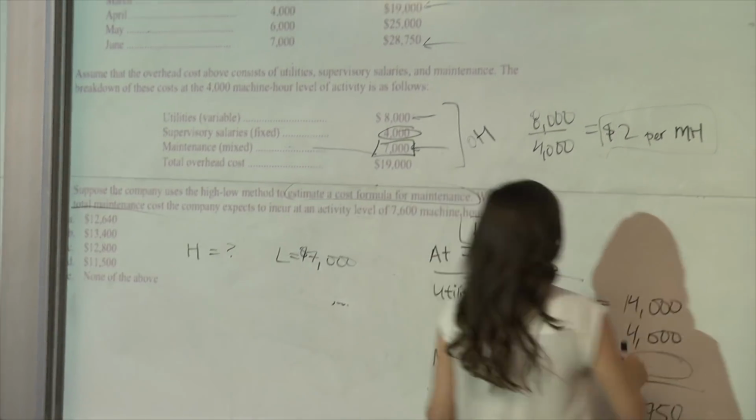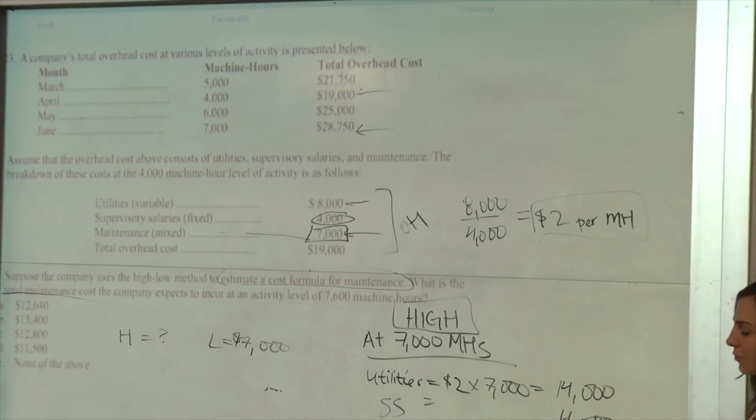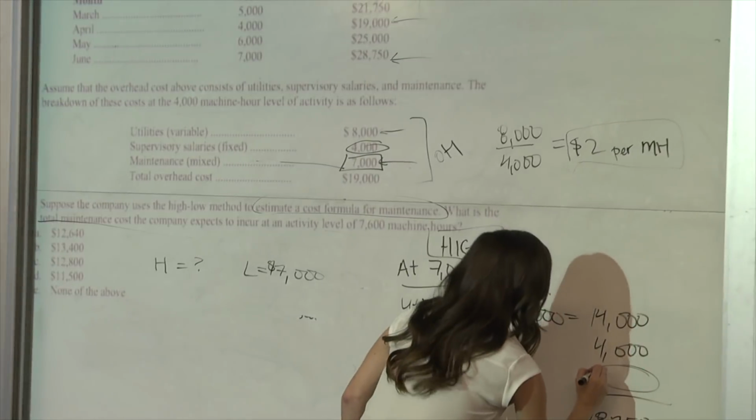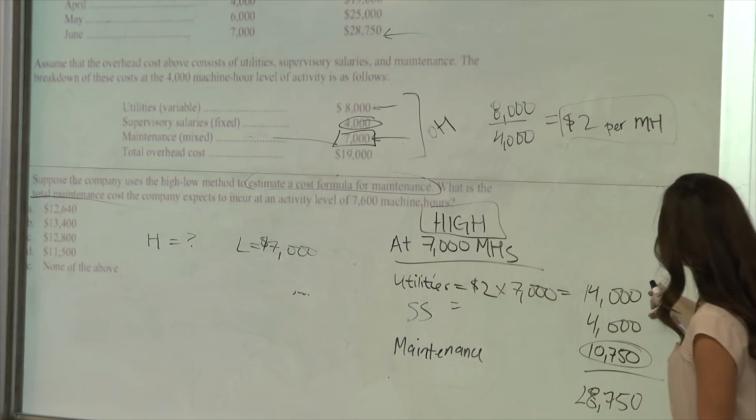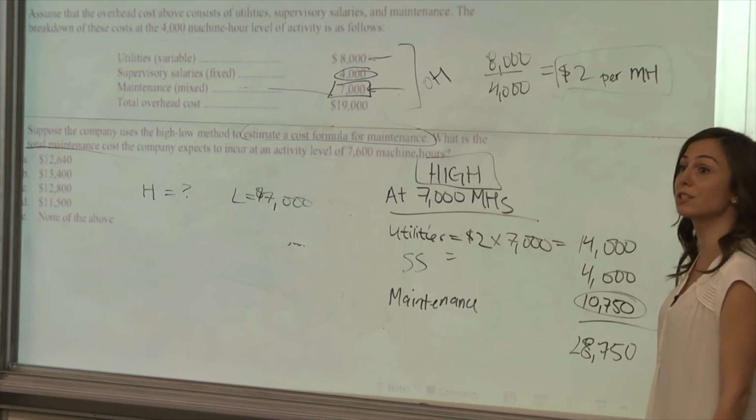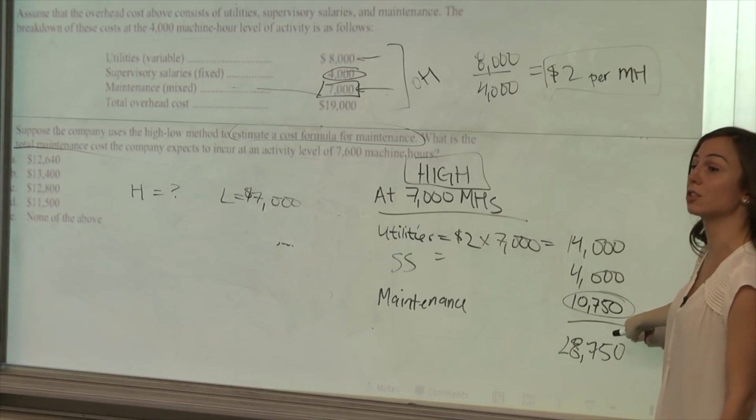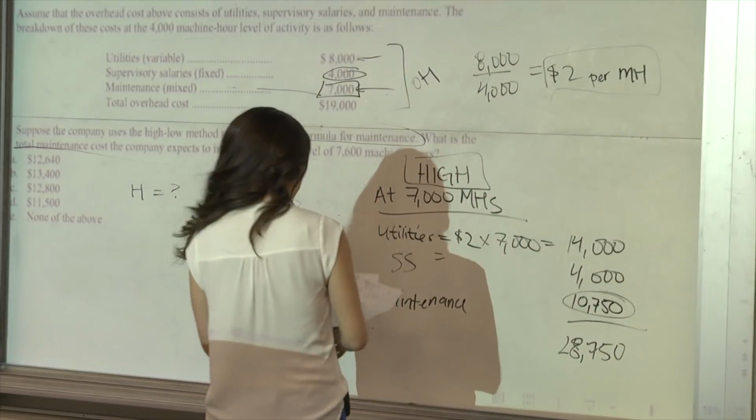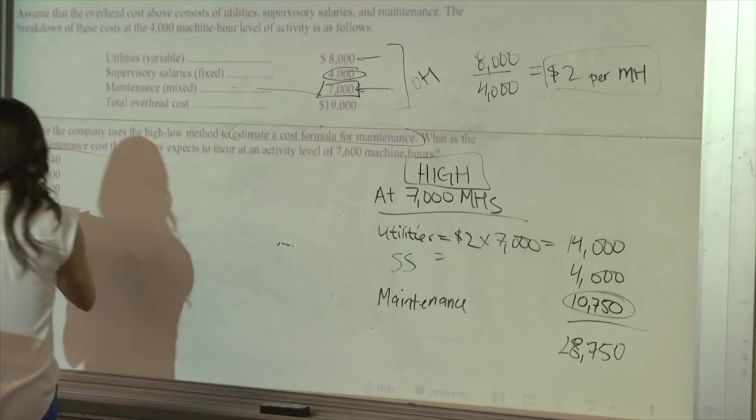Okay, so of course we can get to this. We have 3 of the components out of 4. So if we subtract these 2 components of overhead from the total overhead, which is given, we get $10,750. Now we have the maintenance cost for the high level of activity. Now here is where we actually do our work.